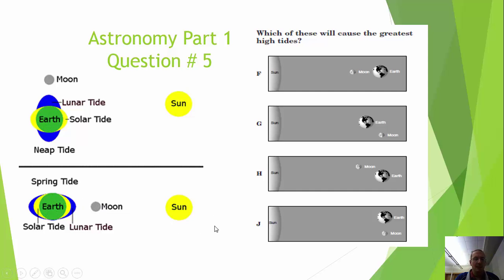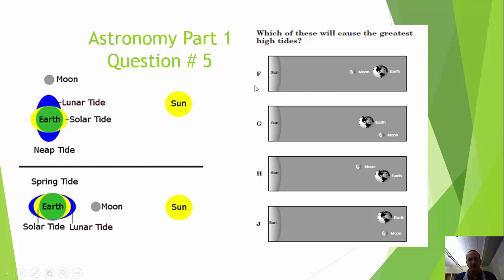When they're in a straight line, we're going to have higher high tides and lower low tides. The gravitational pull from all of these three objects is consistent and not fighting each other. These are called spring tides. When you have them in a 90-degree angle, the gravitational pull is actually fighting each other. So there's going to be lower low tides and lower high tides. So the best answer here is going to be the one that is in a straight line, and that best answer is F.